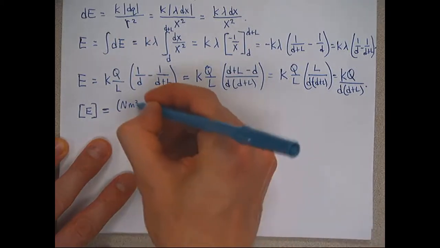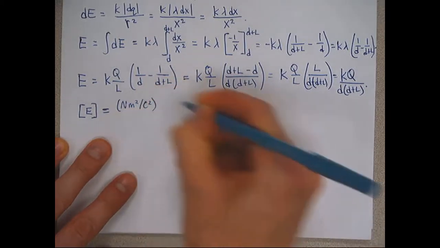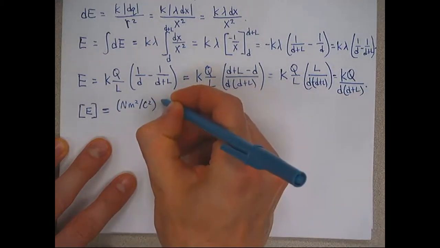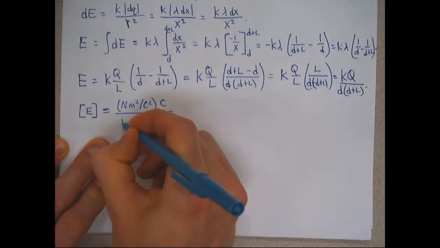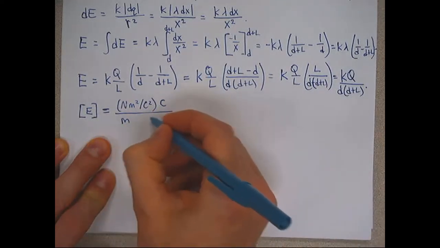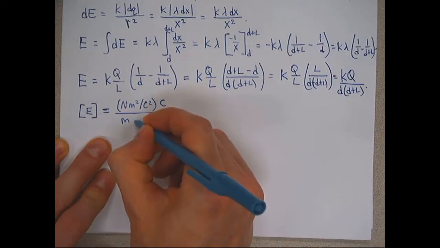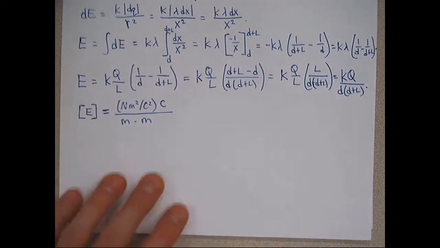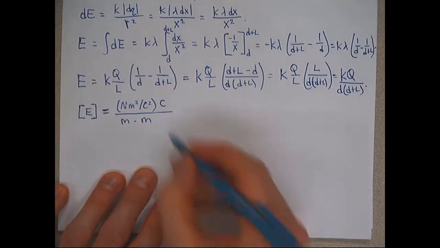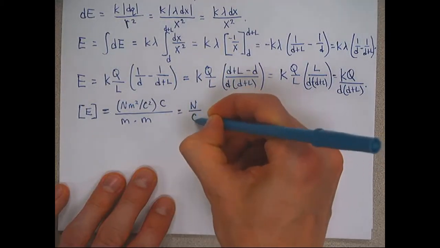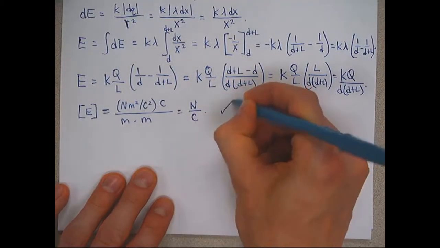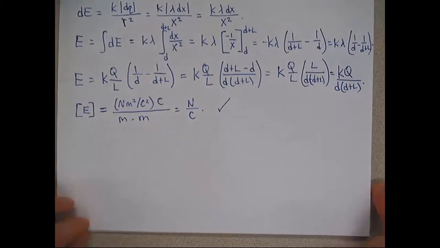k has units newton meter squared per coulomb squared. Q is just coulombs. D is a distance, meters. D plus L is another distance, meters. So you have meters squared canceling out, and we're left with newtons per coulomb, which is the desired units of electric field.